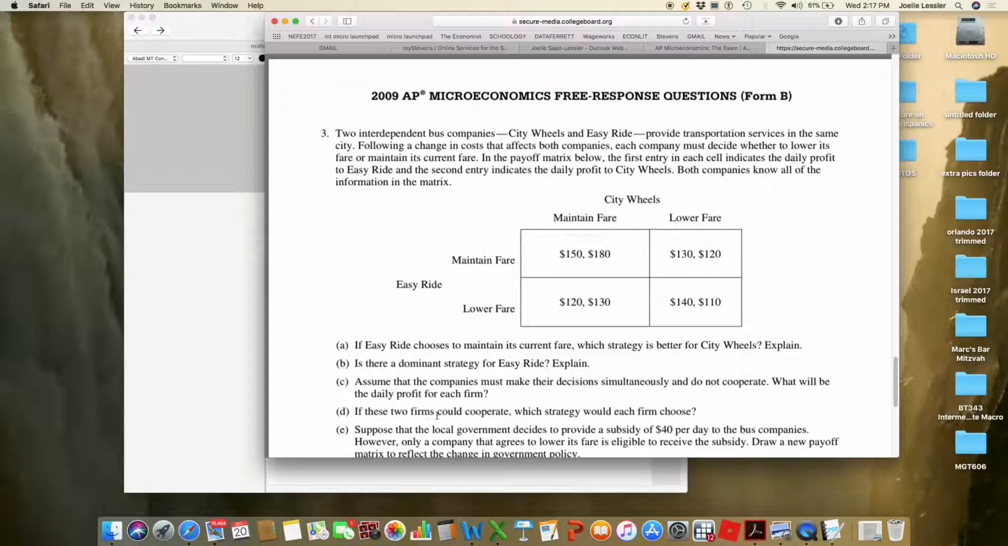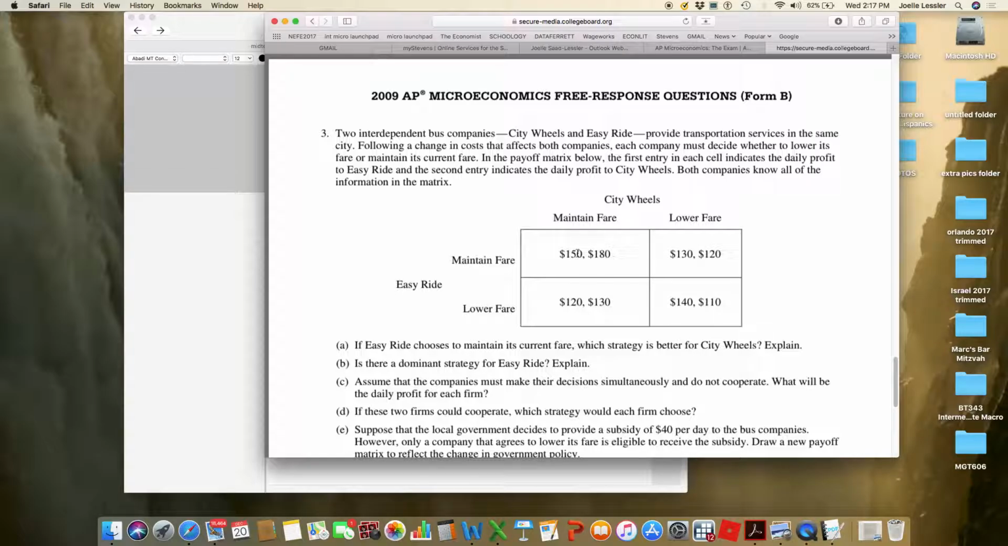Okay? If these two firms could cooperate, which strategy would each firm choose? So in other words, what we have here is that if they cannot cooperate, they're playing this game and they're finding the Nash equilibrium, which is for both of them to maintain fare. And so their combined profit is how much? It's 330. 150 plus 180 is 330.